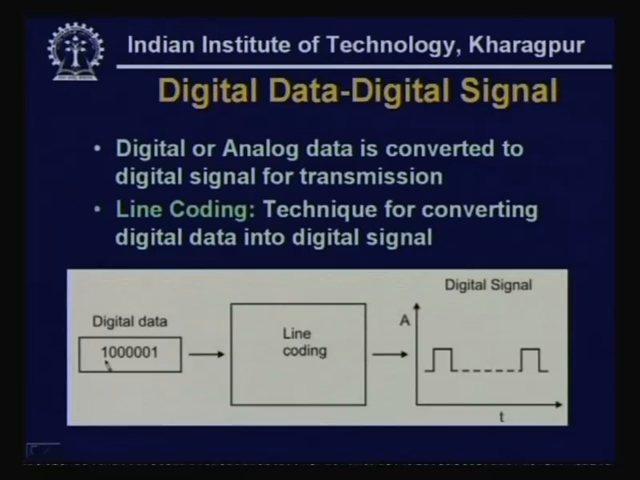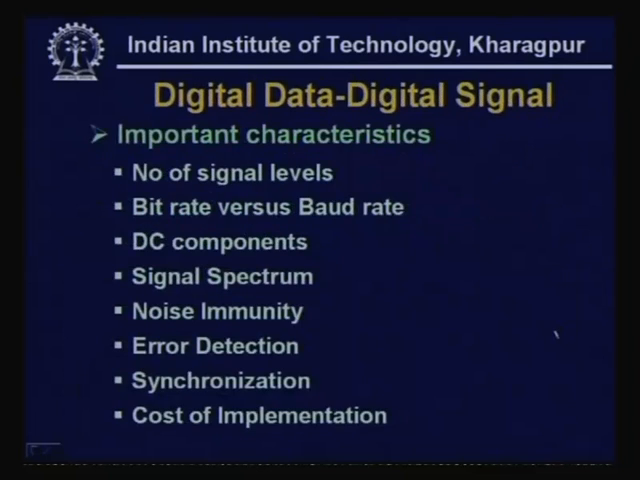Here you have got the digital data 1 0 0 0 0 0 1. This data may be coming from some memory of the computer or may be stored in a digital disk, and we shall apply it to a system, or we shall do line coding which will convert it into a signal. As you can see here you have got the signal. This signal can be transmitted through the communication media. So, line coding is the technique that we shall discuss today, and what are the important characteristics that we have to consider for line coding?